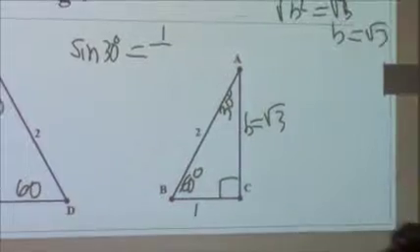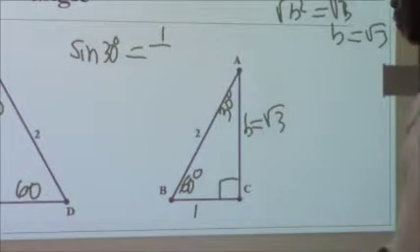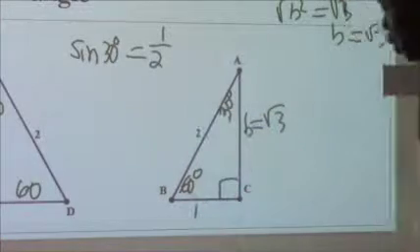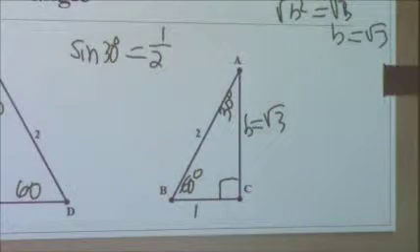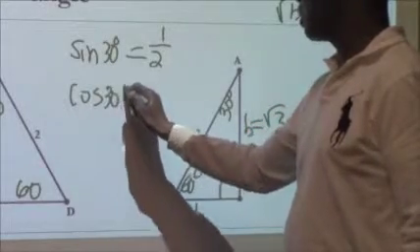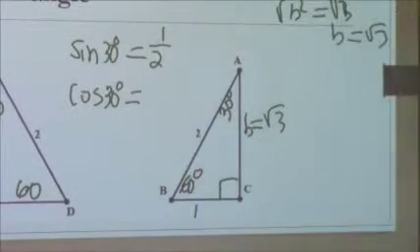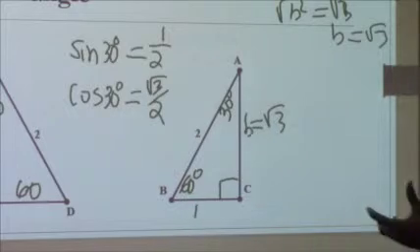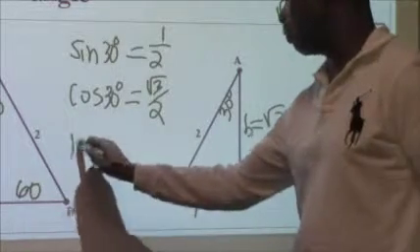So to find the sine, it's going to be 1 over the hypotenuse. So that's 1 over 2. So the sine of 30 degrees is 1 over 2. The cosine of 30 degrees is going to be equal to the adjacent, which is square root of 3, over 2, and then the tangent of a 30 degree angle.